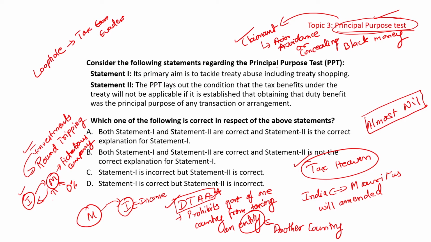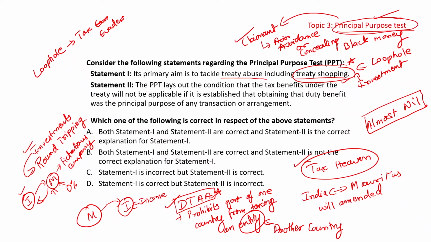Consider the following statement regarding principal purpose test. It aims to tackle treaty abuse, including treaty shopping. Now this is another important phenomenon, treaty shopping. What is treaty shopping? When you basically look into the loopholes of treaty between two countries with respect to tax, and therefore make investment in a particular country so that you can take the benefit of the treaty. This is what treaty shopping is, and I will say that treaty shopping is very important from the point of view of terms in examination, especially prelims examination. Okay? Directly they will give you such a term and they will ask you the meaning of it.